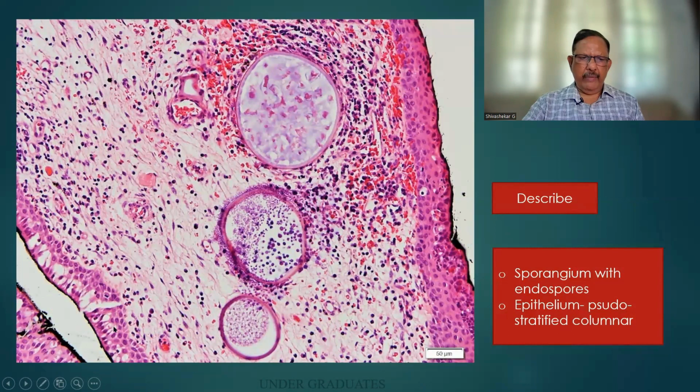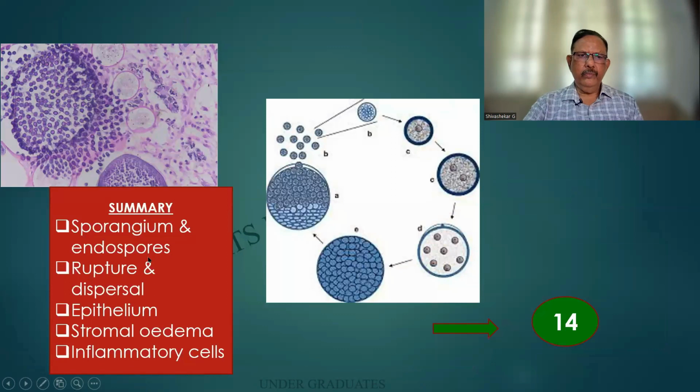Another field wherein I am finding the pseudostratified columnar epithelium or a stratified squamous epithelium. There is a subepithelial edema. Multiple sporangium. Sporangium means large circular spaces which contain endospores. These large dots inside are the endospores. Edema in the stroma. So I would like you people to kindly summarize.